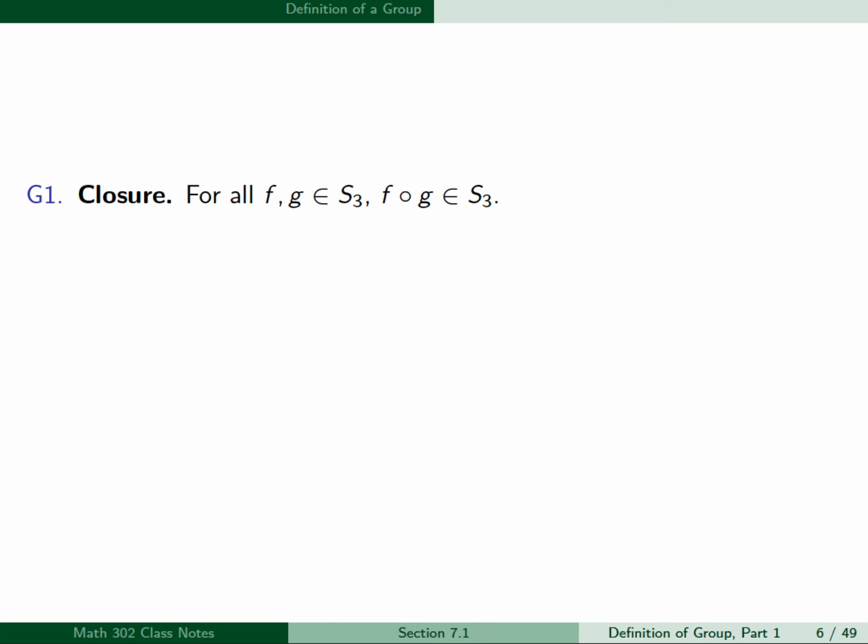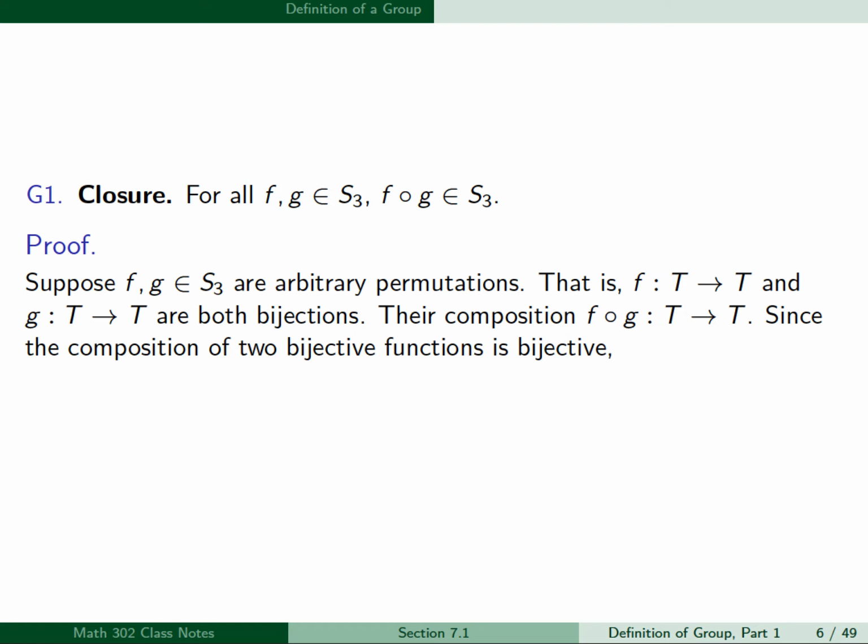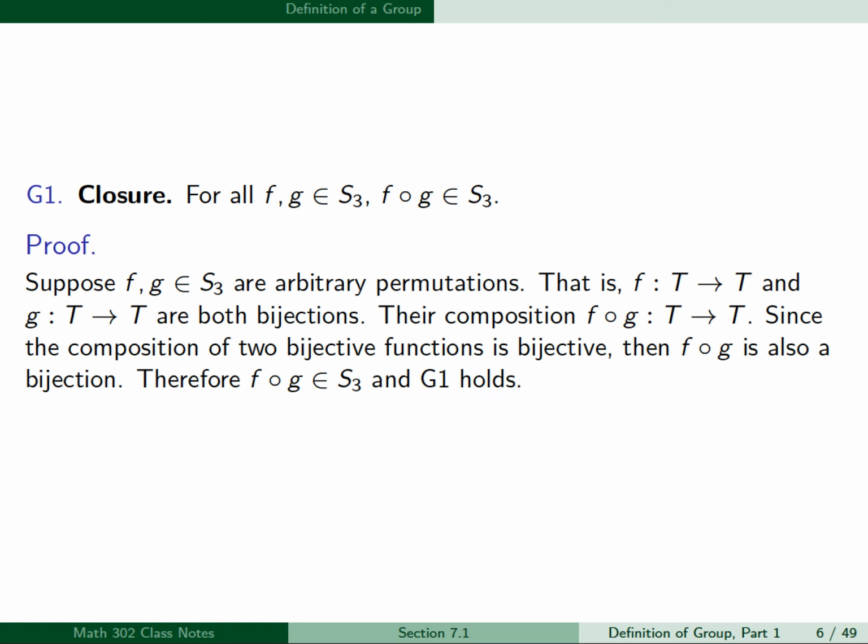For all f and g in S3, f composed with g is in S3. So let's suppose that f and g in S3 are arbitrary permutations. That is, f maps T to T and g maps T to T, and they're both bijections. Their composition f composed with g maps T to T. And since the composition of 2 bijective functions is bijective, f composed with g is also a bijection. Therefore, f composed with g is an element of S3, and G1 holds.